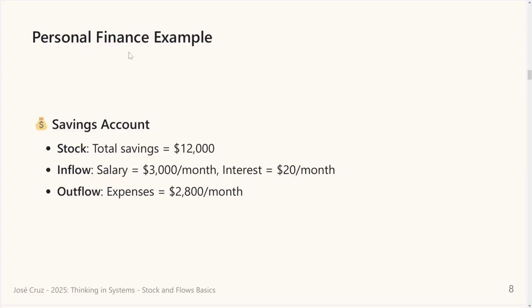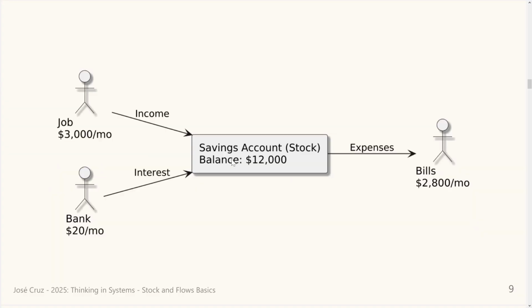Let's start with some examples. Let's say personal finance, which should be simple to understand. Our stock, of course, is some money; it can be our wallet, bank account, and things like that. And we have an inflow with some values, and the outflow is the expense. I think it's quite easy to understand. And you can see a visual example here. We have some income, some interest.